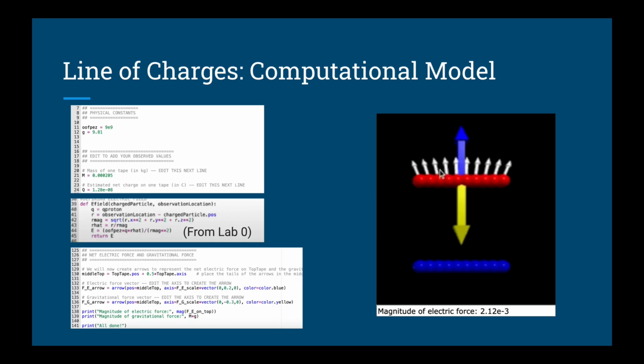On the line charges computational model, we see that it is different and that we have a resultant vector of all the charges on the line of the tape to produce a net electric force that is still equivalent to the downward force of gravity. From lab 0, we see our E-field calculations as well as our initial conditions.